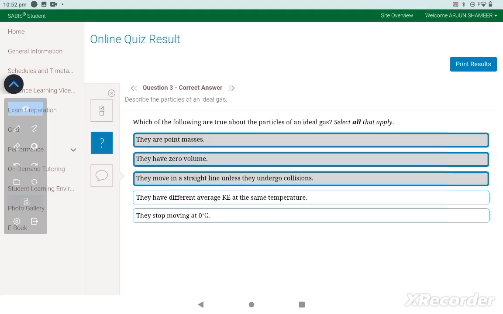Okay, this one is just memorization. We show the following are true about the particles of an ideal gas. They are point masses, they have zero volume, and they move in a straight line unless they undergo collisions.